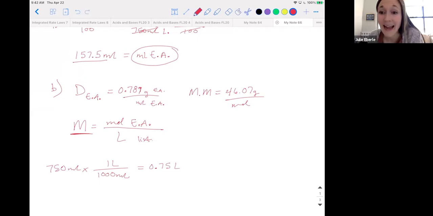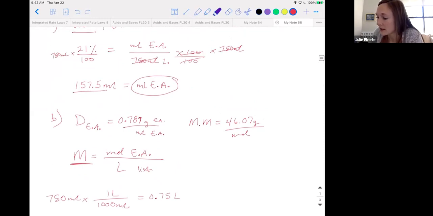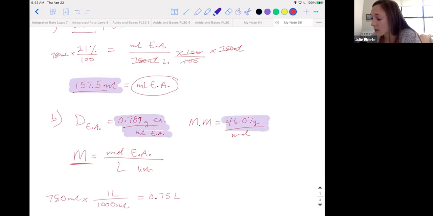So to get molarity, it's asking the molarity, so we have to somehow get moles of ethyl alcohol. Here's what I do have. I'm going to highlight the pieces that I do have. My volume is 157.5 milliliters. That's how much ethyl alcohol is in Listerine. For every 1 milliliter of ethyl alcohol, it's 0.789 grams. And for every 46.07 grams, it's 1 mole. I need to somehow calculate moles so that I can plug it in right here, divide by my volume, and get molarity.